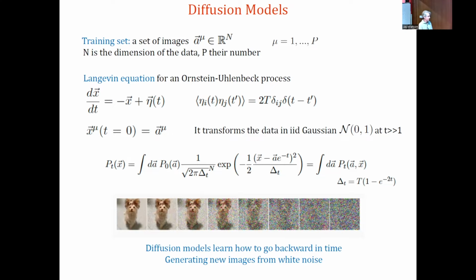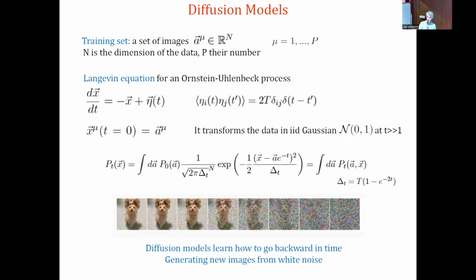Now, what these diffusion models learn is how to go backwards in time. You transform the probability distribution of images into white noise. If you learn how to go back, so to transform white noise into an image, then generating a new image is easy. You just draw a white noise, you let it go backwards, and you get a new image. It looks miraculous, but this is really what these models are doing.